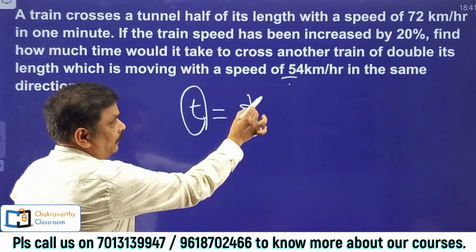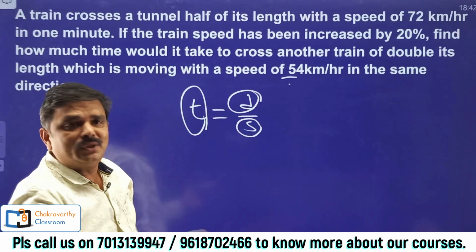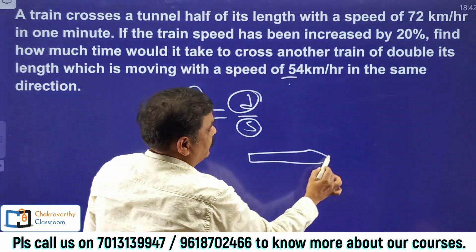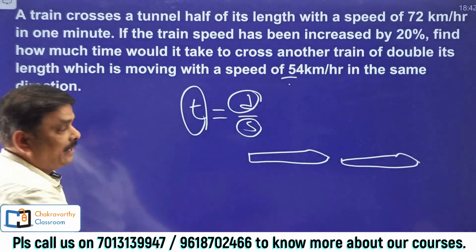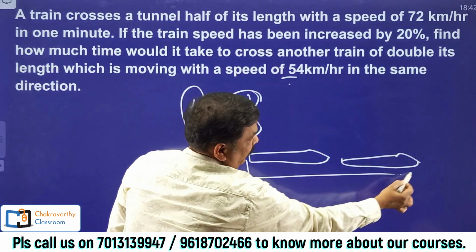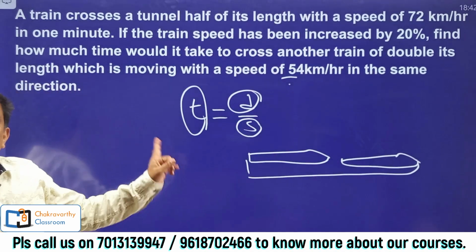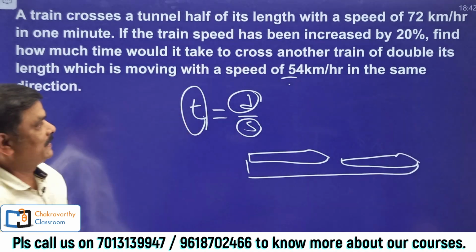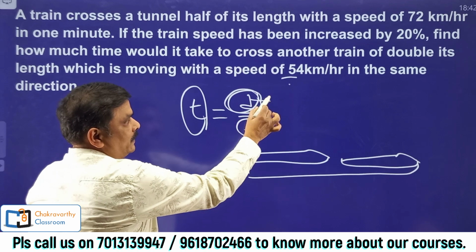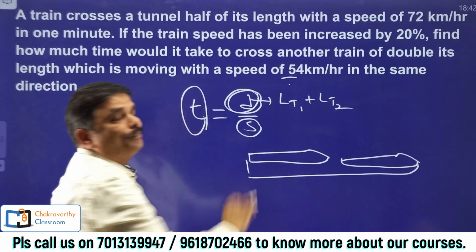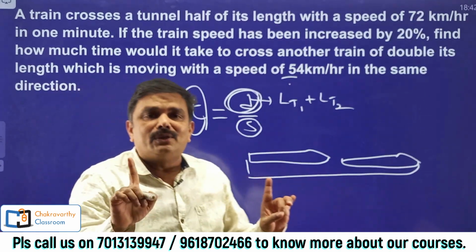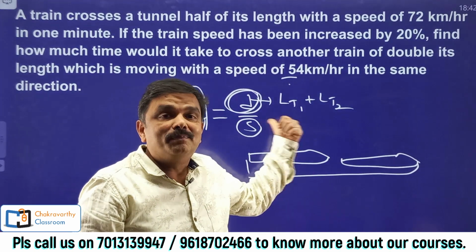Then after that, distance. You know this one, when one train is crossing the other train, how much distance is traveled? The distance is equal to the length of both the trains. You know that one, isn't it? For that reason, the distance is nothing but length of train 1 plus length of train 2, isn't it? Before starting the solution, you have to keep this in mind.